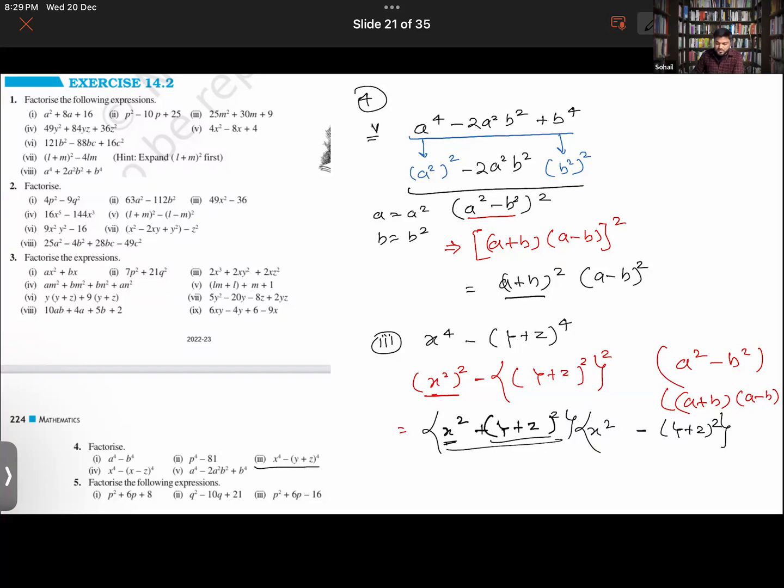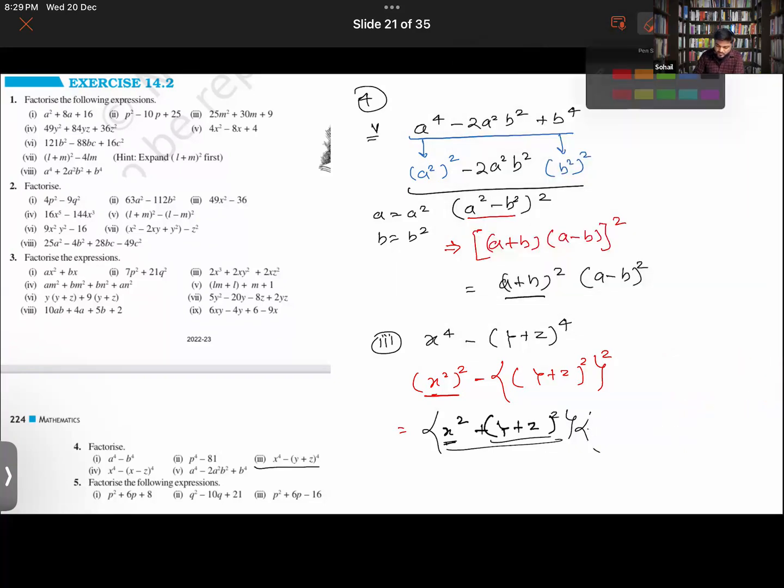Okay. Let me erase this part. There's lack of space over here. x square minus y plus z whole square. Now again, you have got what? See this thing. What do we need to do further? Yes, this is x square plus y plus z whole square, and then this is x square minus y plus z whole square. How about we expand this further? Should we expand this further, or is there any more thing we can notice over here?